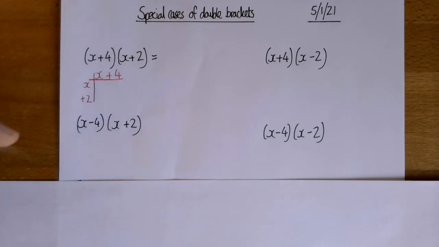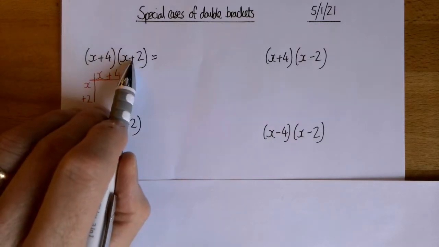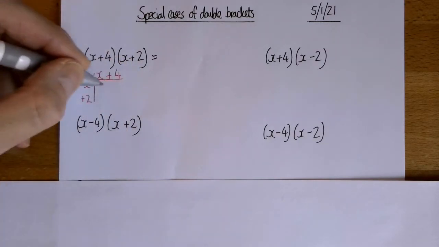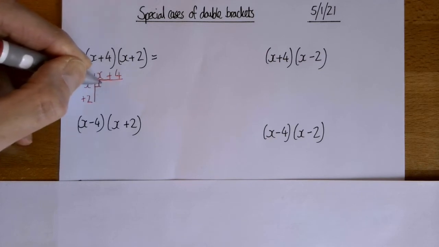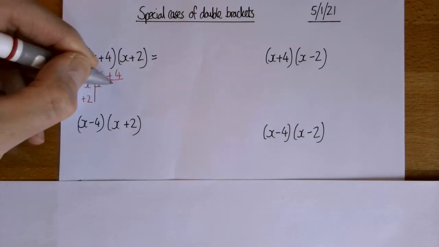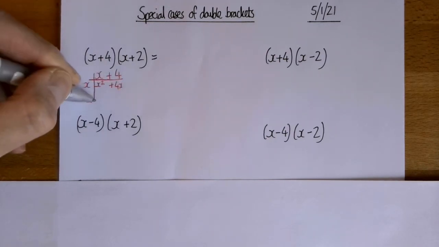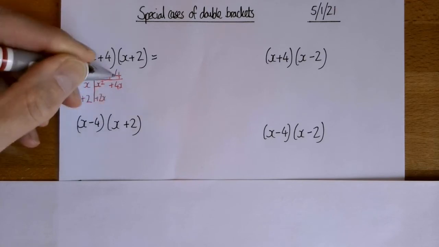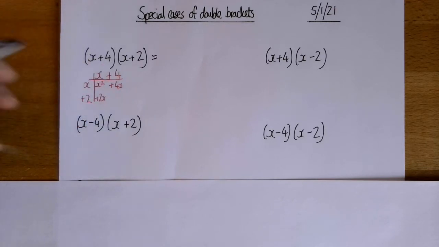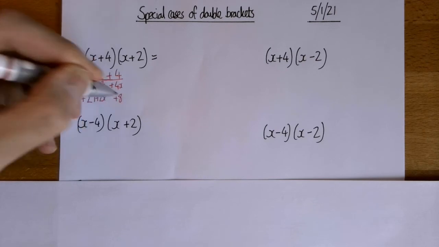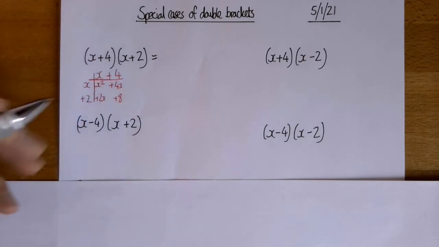I always do them out in this grid, and it reminds me that I've actually got 4 things to multiply. Both of these things by both of these things. So x times x is x squared. That's 4x. That's 2x. And don't forget, I'm multiplying. 4 times 2 is 8. And I put the signs as well. Plus 4x, plus 2x, plus 8.